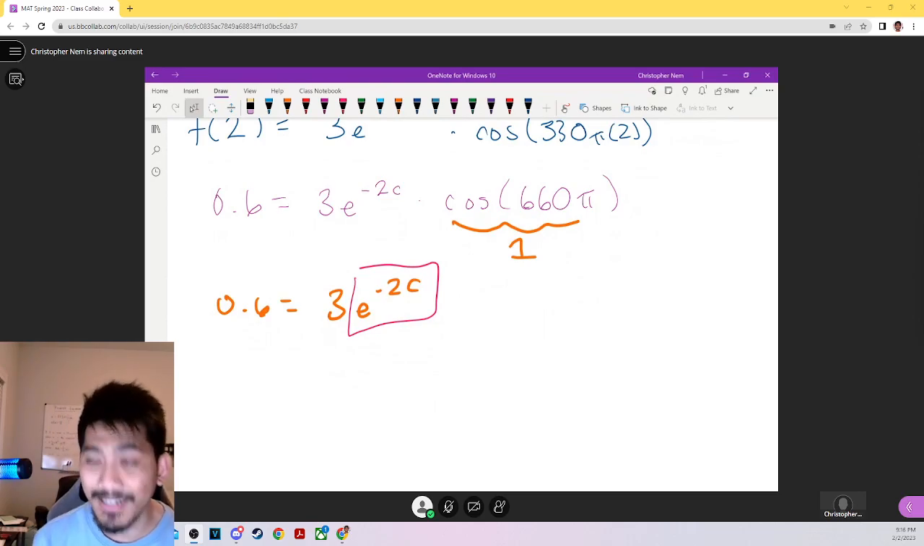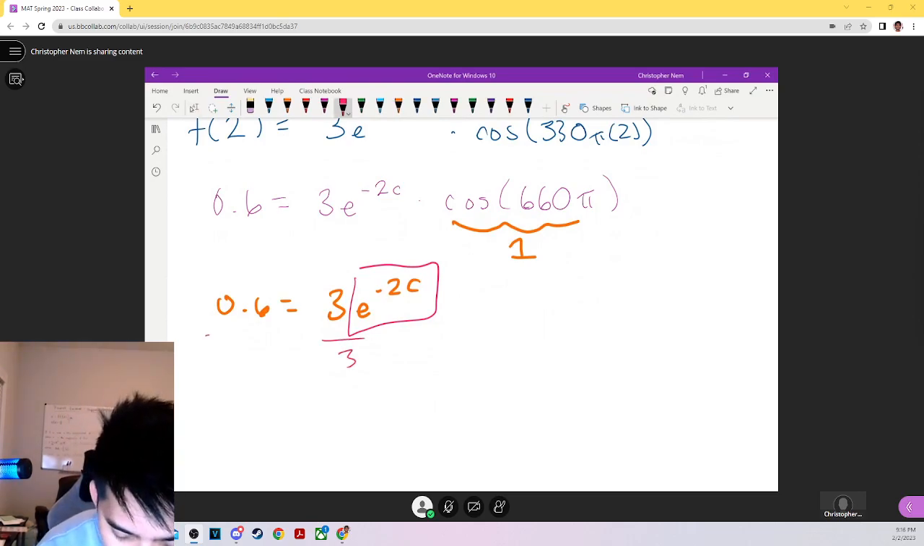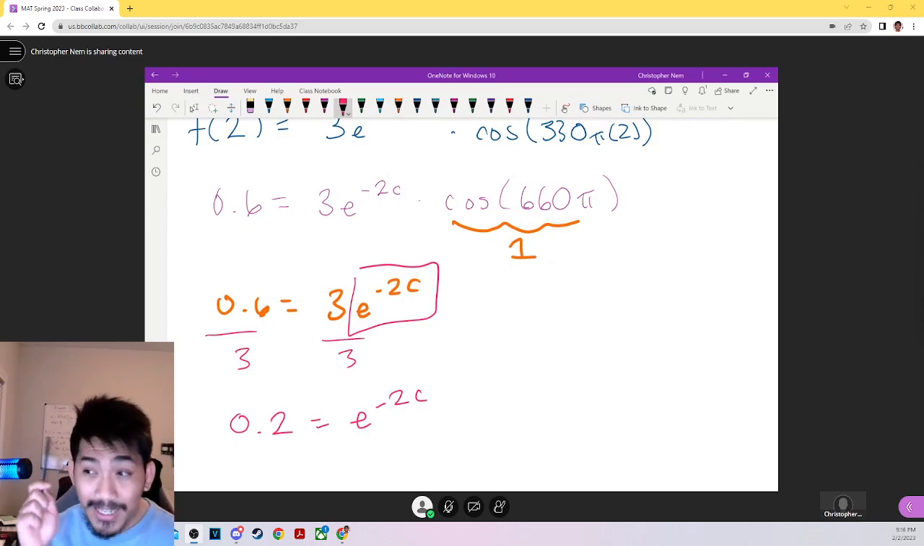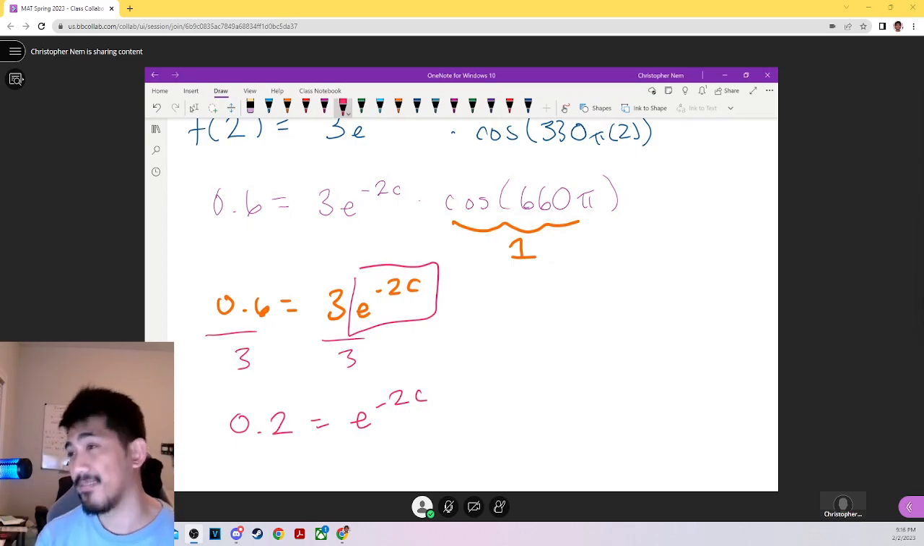It's multiplying, so I have to divide both sides by 3. I get 0.2 is equal to e to the negative 2c. Well, my exponential function is now isolated. I'm happy. Great. But how do I get rid of an exponential function? Because the variable I need to solve for is my exponent. How do I do that?